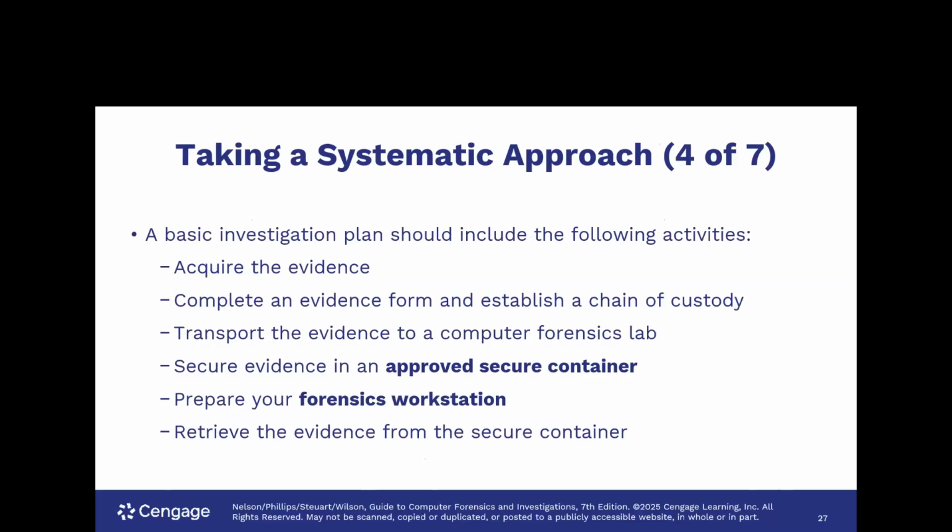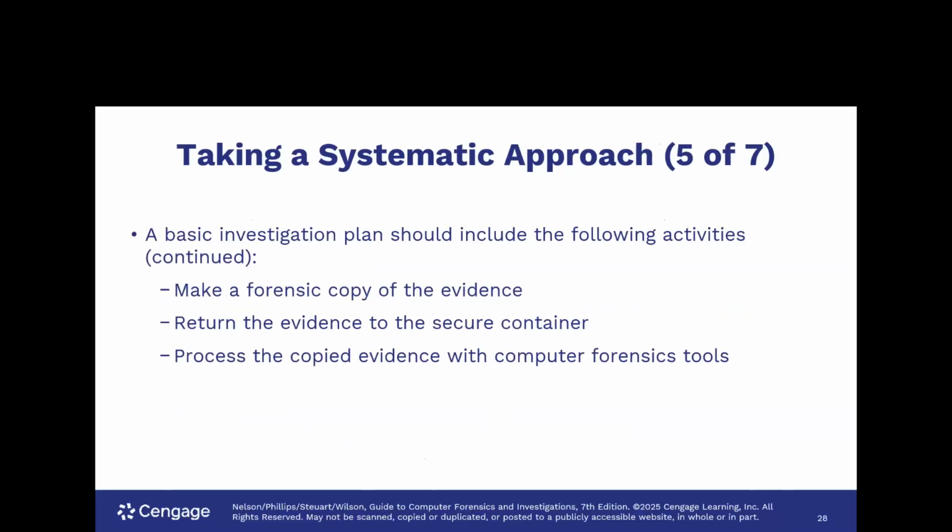So once we have our plan, we acquire the evidence and begin documenting it. In this, we acquire the evidence, complete the evidence form, and establish the chain of custody. We then want to transport that evidence to a computer forensics lab. You want to secure evidence in an approved, secure container. Prepare your forensic workstation, and then retrieve the evidence from the secure container. You also want to make a forensic copy of the evidence. Once you do that, you want to return the original evidence to that secure container.